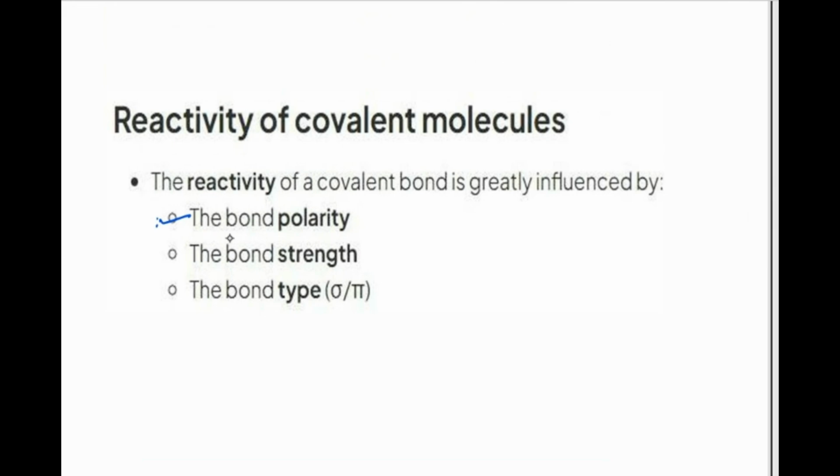I told you that the reactivity of the covalent bonds depends on the polarity, depends on the strength, and depends on the bond type. So we have done the bond strength and we have done the bond type, that was sigma and pi. So the polarity part was still left out. So we'll be continuing with this polarity part. I hope I'm clear. Now, what is polarity?